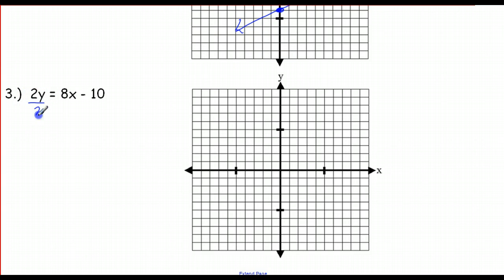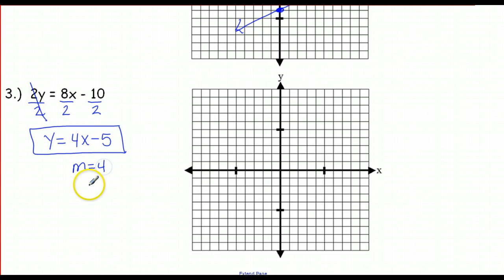So first thing we have to do is divide everything by 2. When we do that, we get y equals 4x minus 5. Remember that an equation is not in slope-intercept form unless y is by itself. Once we have done that, m is 4, and our y-intercept is (0, negative 5). So we can go ahead and plot our y-intercept, and then our slope is up 4, right 1. And up another 4, right 1. And then we can connect our points to create our line.